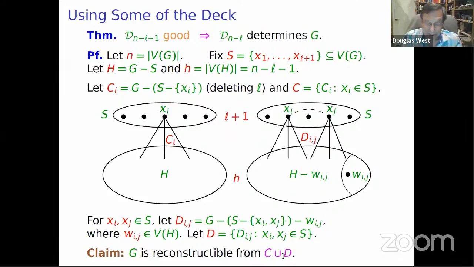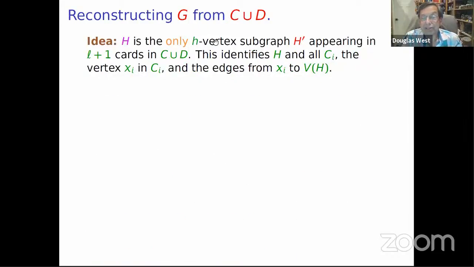The basic reason for this is that this special subgraph H is going to be the only h-vertex subgraph that appears in L plus 1 cards. It appears in all the cards in C, and any other subgraph with the same number of vertices is going to appear in fewer of these cards. That way, I'll know what H is. I'll know what all the C_i's are. I'll know the special vertex in C_i, and I'll know the edges from that vertex to H. So I'll know everything except the edges within S.